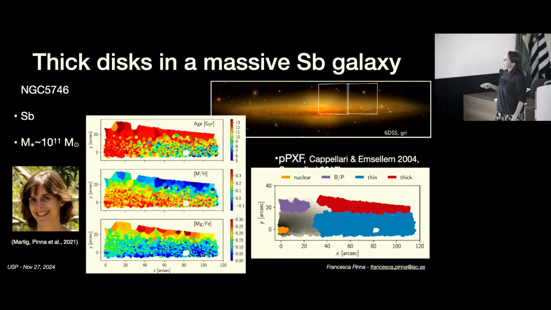Again, we find very old ages in the thick disk. So we are talking about again older than 11-12 gigayears. The thin disk is much younger, but we are still talking about old ages. And in the lenticular galaxies, we had values from 4, 5, 6 gigayears to older ages. So we are talking about thin disks that are much younger, but they are not very young.